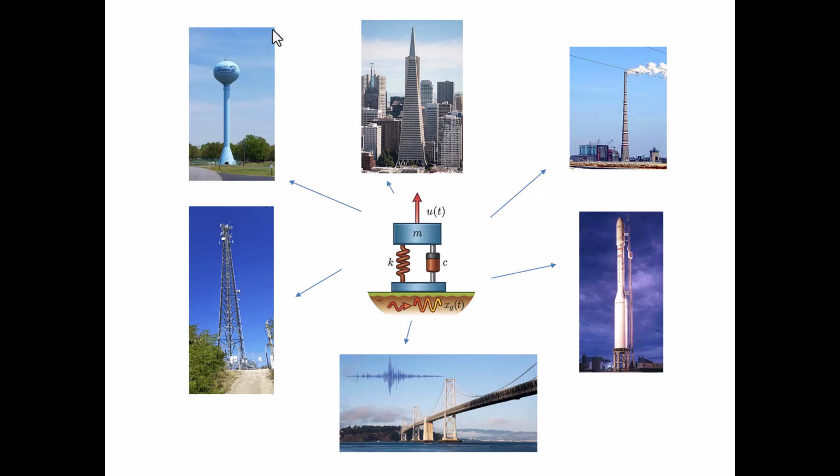So here are some civil engineering structures. And we'll start at the top left. There's a water tower, and then going clockwise, the Transamerica building in San Francisco, then a smokestack, and then a launch vehicle on a stool at Vandenberg, California. More about that one later on. We've got a bridge at the bottom, and then a cell phone tower or telecommunication tower of some sort.